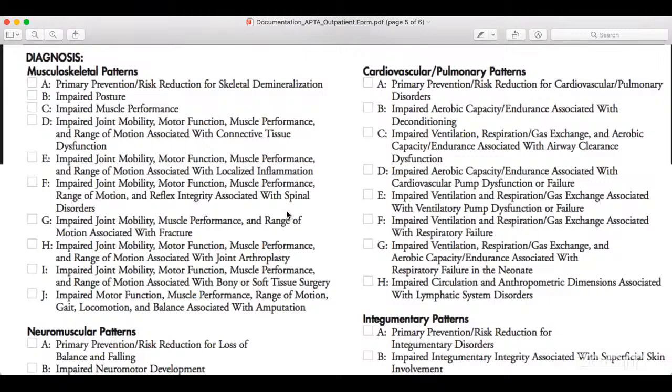So this is physical diagnosis. Under musculoskeletal, you are looking at things like impaired muscle performance, impaired joint mobility, motor function, muscle performance, and range of motion associated with connective tissue dysfunction. You can see that there is nothing that is medical diagnosis in this diagnosis that we have. Under cardiovascular, it says impaired aerobic capacity, endurance associated with deconditioning, impaired ventilation, respiration or gas exchange, and aerobic capacity or endurance associated with airway clearance dysfunction.